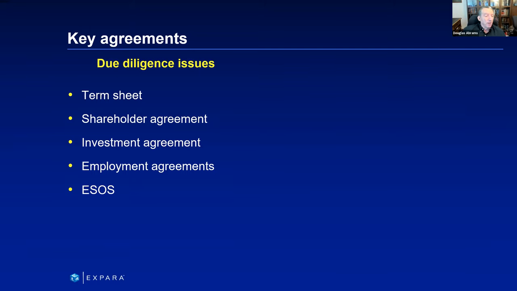For example, one of the terms that will be in every shareholder agreement is something called reserve matters. I'll talk about reserve matters in more detail in a minute. But when we're in the term sheet stage, oftentimes the initial investor term sheet will say that we're going to include the customary reserve matters.